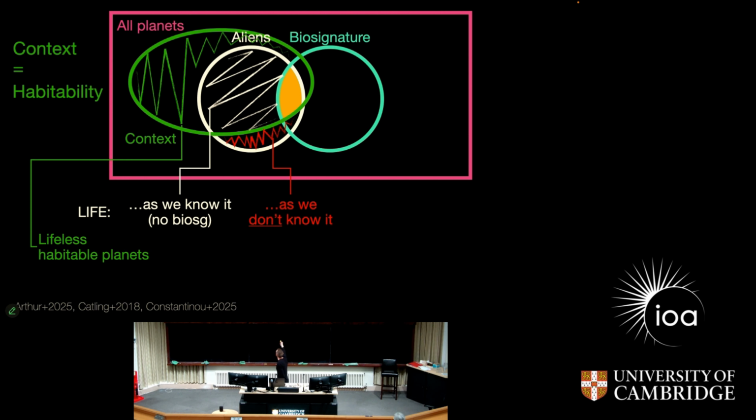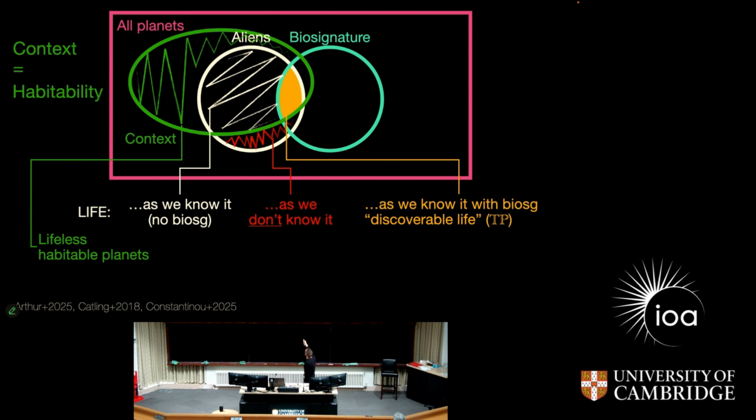So this is capturing some of our ignorance about what life is, what it can tolerate, what it needs in the first place to emerge on a planet. This yellow region is the discoverable life. It's on a planet we think should be habitable, and it's producing the biosignature. It's producing the imprint on the atmosphere that we expect life to be making.